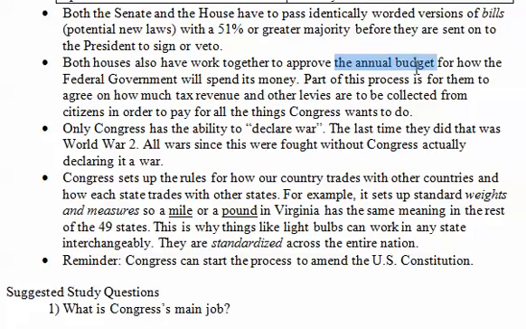Both houses also work together to approve the annual budget for how the federal government will spend its money. Part of this process is for them to agree on how much tax revenue and other levies, which are like taxes, are to be collected from the citizens in order to pay for all the things Congress wants to do.